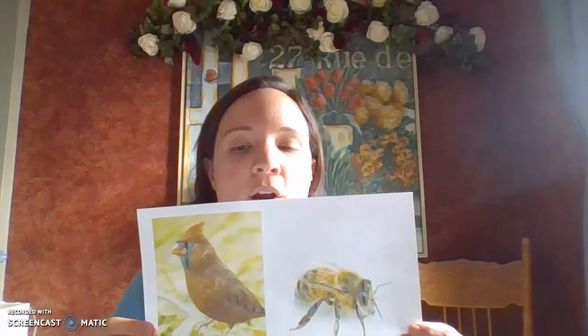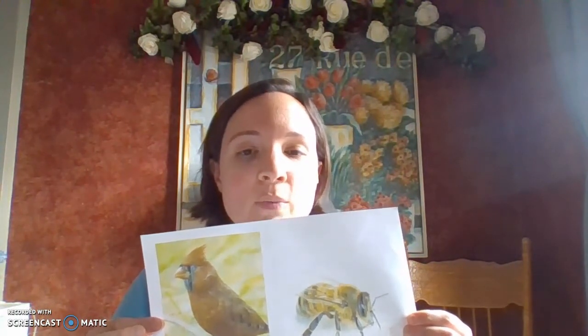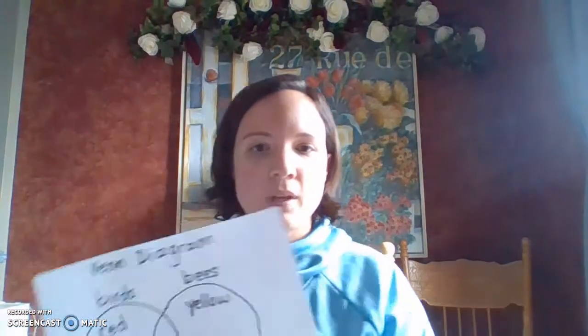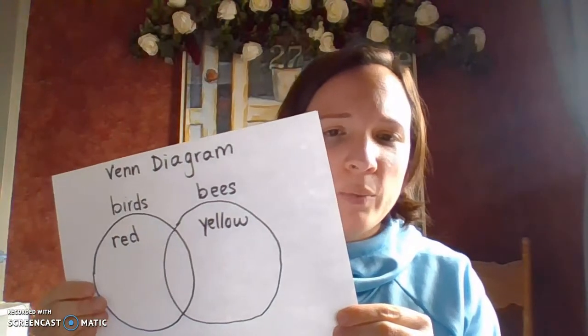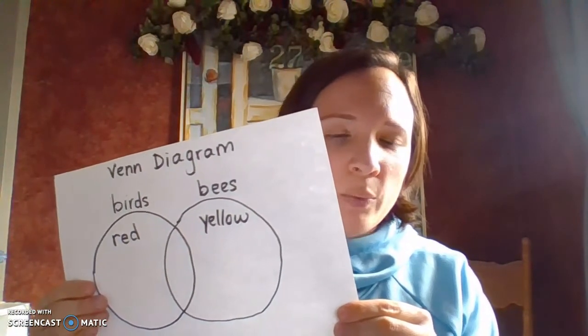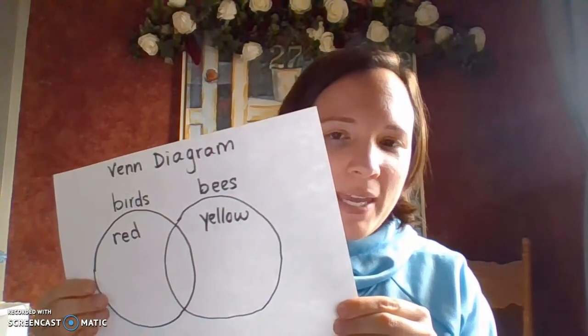So I'm going to start off with how they are different. Now I'm noticing the color. This is a cardinal on this side over here, and cardinals are red and bees are yellow. So I'm going to write that down on my Venn diagram. Okay, so I noticed that my bird was red and the bee was yellow. So I put red under birds and yellow under the bees.